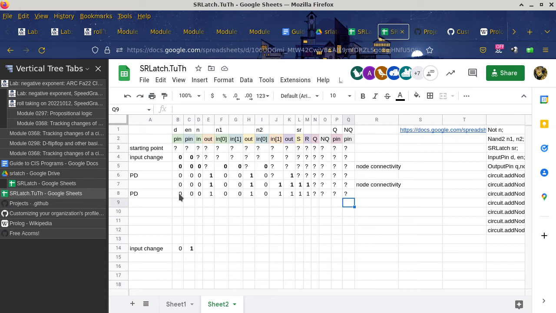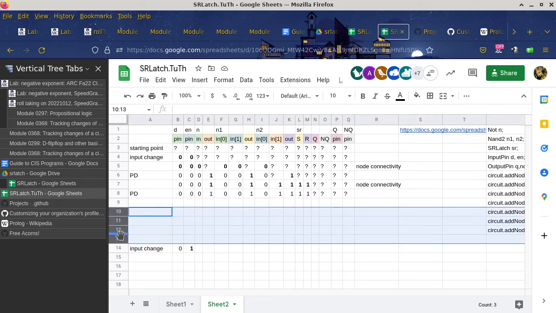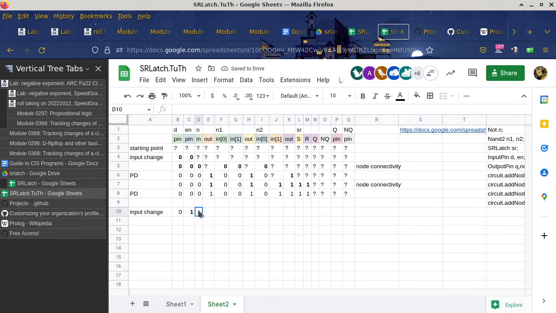All right, so when this is all done, I am going to get rid of some of the unused rows. Right click and say delete rows 10 to 13. And now we continue with this. What we do is we copy what we had before for all of the other zeros and ones and question marks, because this becomes the next initial state. And the change is also highlighted by the 1 here because we are changing the EN pin from a 0 to a 1. That's the only change for the entire circuit.